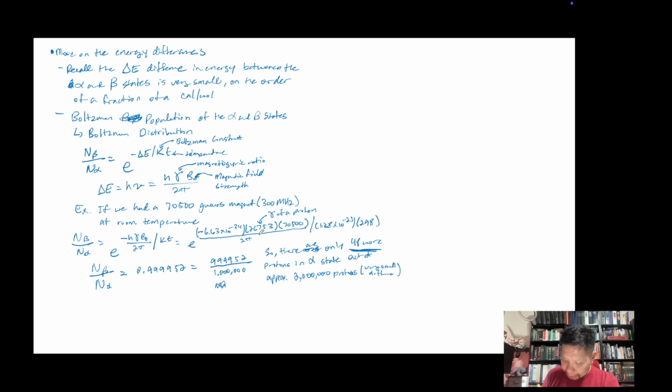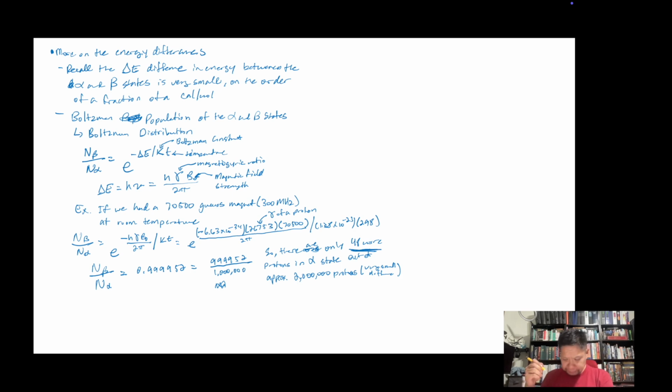So based on this equation right here that we just did, what is one thing that we could do to make the differential population bigger? Well, notice that the magnetic field strength up here is in the numerator. You can't increase the magnetogyric ratio. That's like a constant for each nucleus. You can't change the constants. The easiest thing you can do is actually increase the field strength of the magnet.